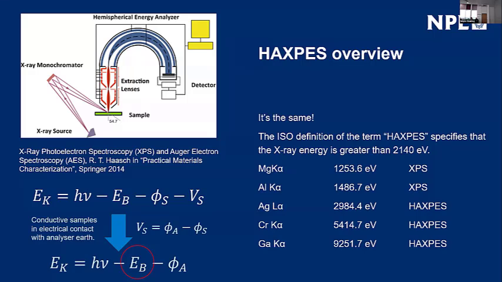Now, very recently, ISO defined the term HAXPES as any XPS measurement that's over 2,140 eV. Why that? That's the only literature definition that exists. It's not a work by Wojcik. And it happens to be the lowest energy you can get to with a silicon 111 monochromator. So, magnesium K alpha XPS, aluminium K alpha XPS, silver L alpha HAXPES, all the way up to gallium K alpha HAXPES. So those are the main lab-based instrument sources that are currently in operation.